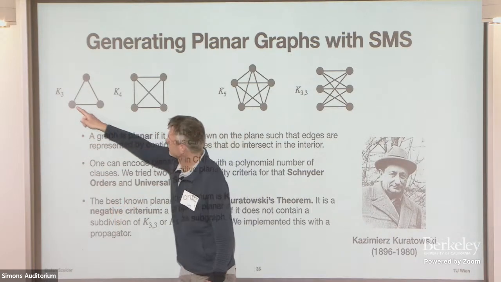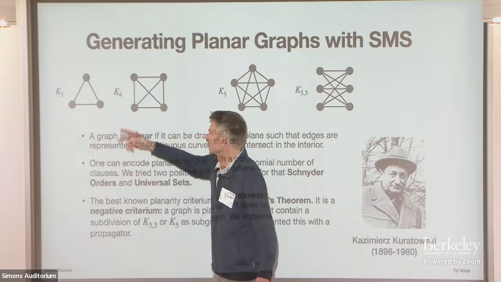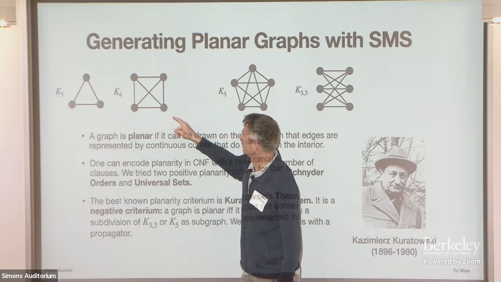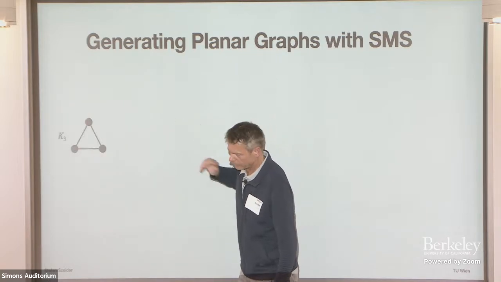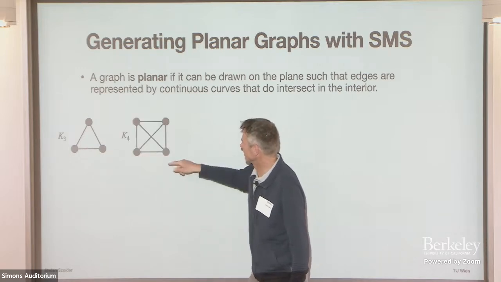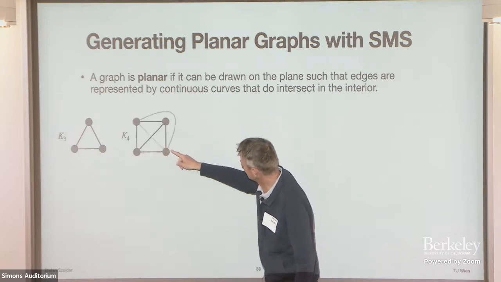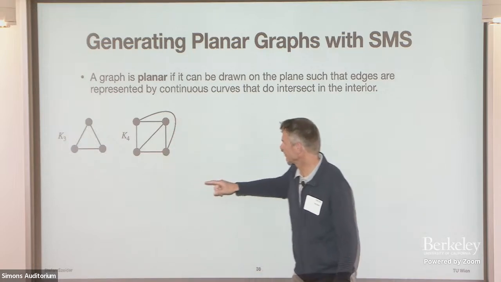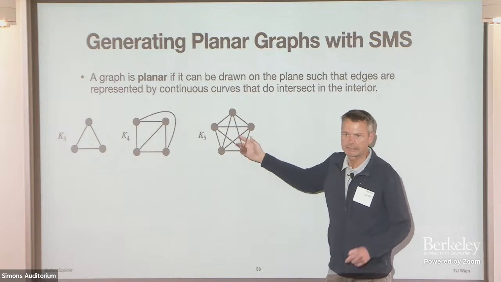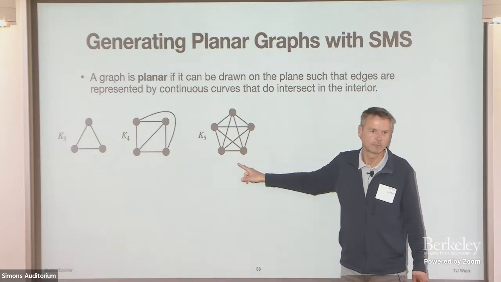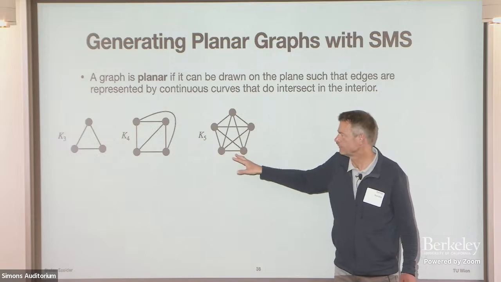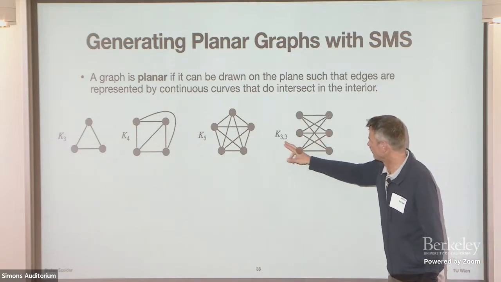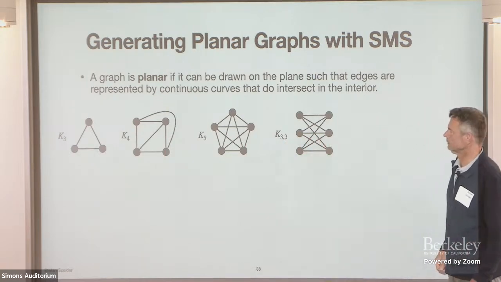This is the complete graph on three vertices, of course planar. Also the complete graph on 4 vertices is planar. Sorry, that was the wrong slide. That's the better one, because I wanted to show you that just by drawing it differently, you see this is planar. However, K5, as long as you try, you won't be able to find a planar drawing of K5. So K5 is not planar, as also the bipartite graph on 3 plus 3 vertices is not planar.